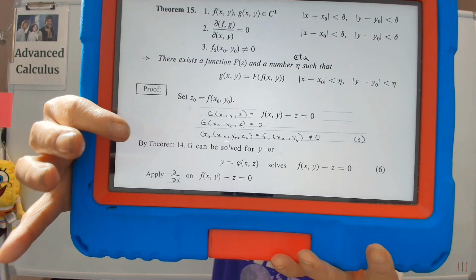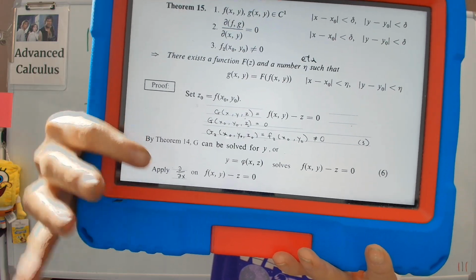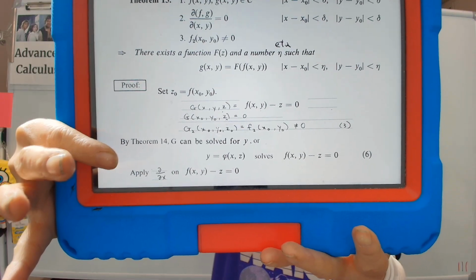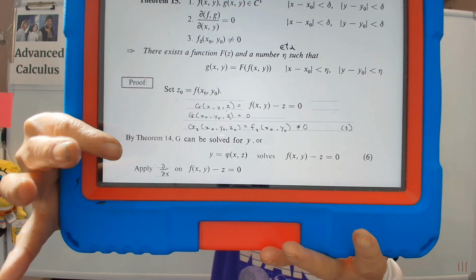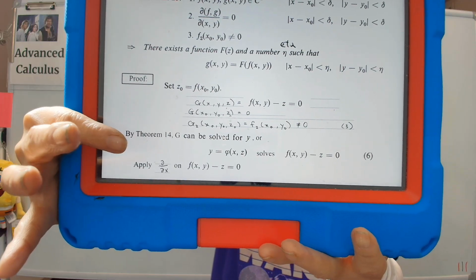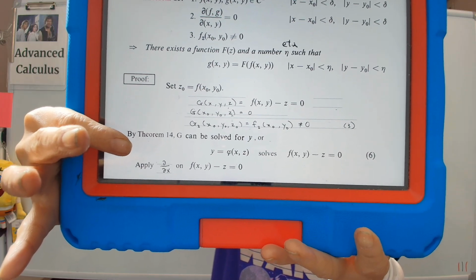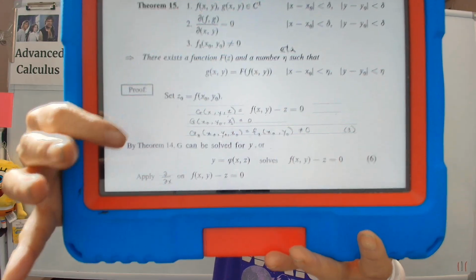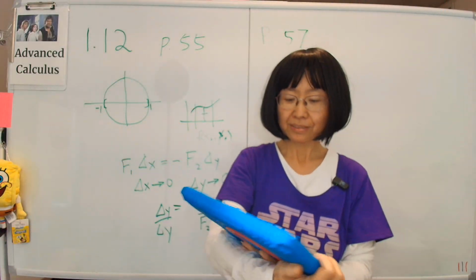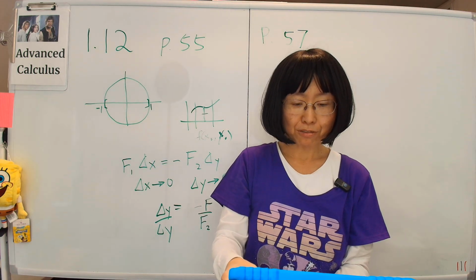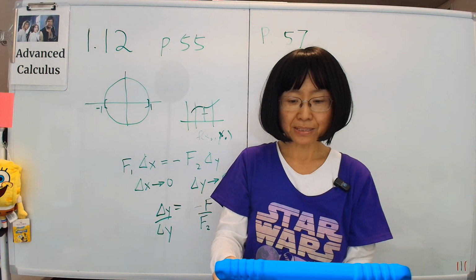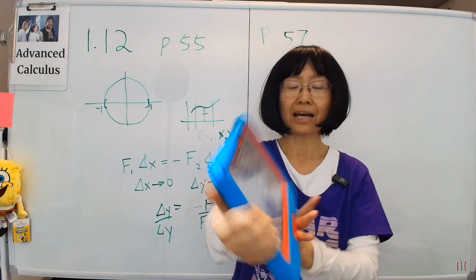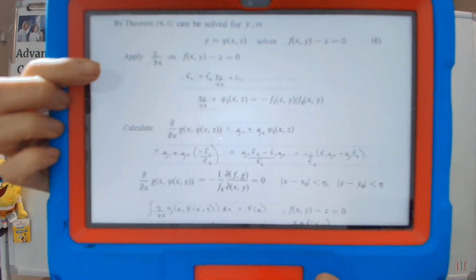So therefore, by theorem 14, the one we just looked at, G can be solved for y. Right now we're focusing on y. So we'll yank y out of there, and we're allowed to do so. y is some function phi of x and z, and this will solve that equation. If you plug y in there, it'll solve that equation. So far so good. And so y equals phi of x and z, and it specifically solves the equation f of x, y minus z equal to 0.